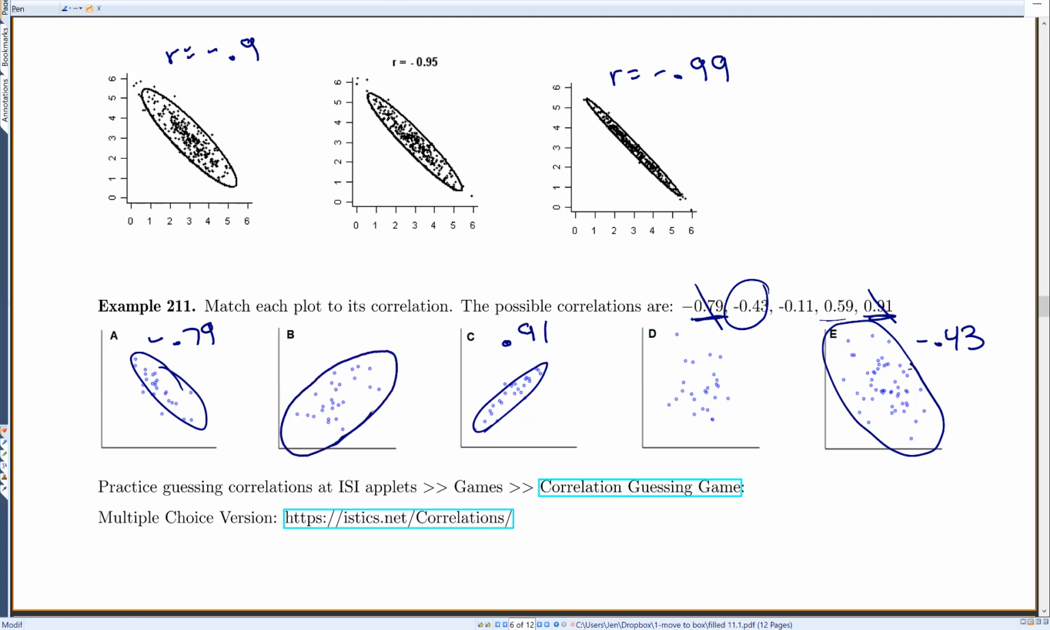0.59, that must be this one, it's moderately going up. And the one that I couldn't really tell if it was going up or down must be this one, for negative 0.11. It's pretty close to 0.